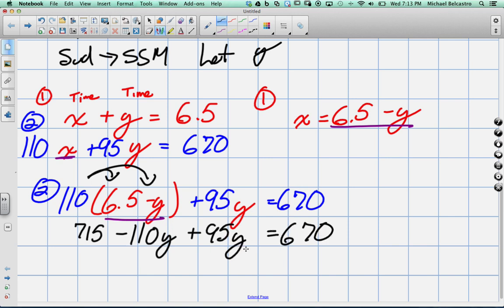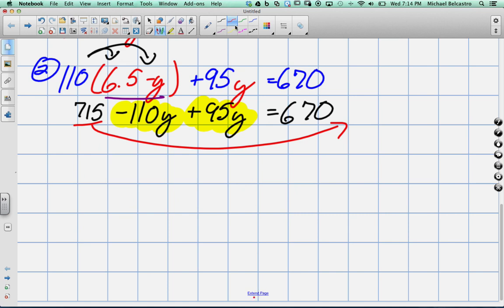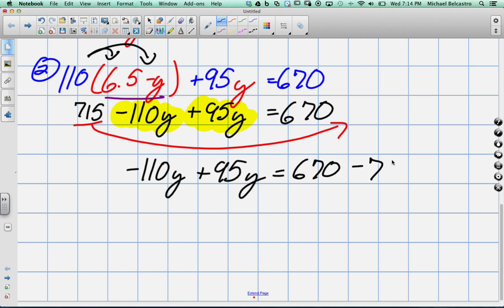We want to keep all of our variables on one side, our like terms, right? So I'm going to leave these two variables on the left, and we'll take our 715, move to the other side. When we move something to the other side, do you know what operation it will become, this positive 715? A negative. That's right. So we have 110y plus 95y is equal to 670 minus 715.